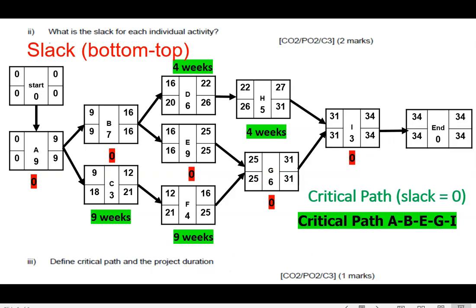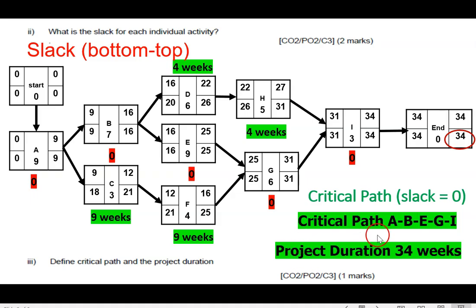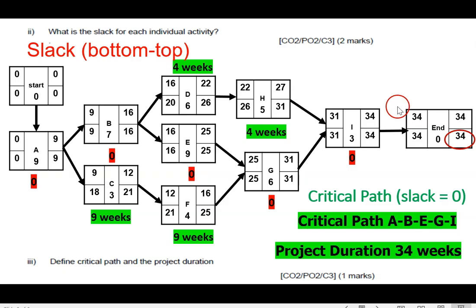And define the project duration. The project duration is the number here at the end. So how to answer this question? Project duration is 34 weeks. Okay, it's in weeks. So we're done with the question. It's very simple, straightforward. And for this one, they don't ask you to do any Gantt chart. So I think it's just the critical path, the slack, and also the duration. All right.